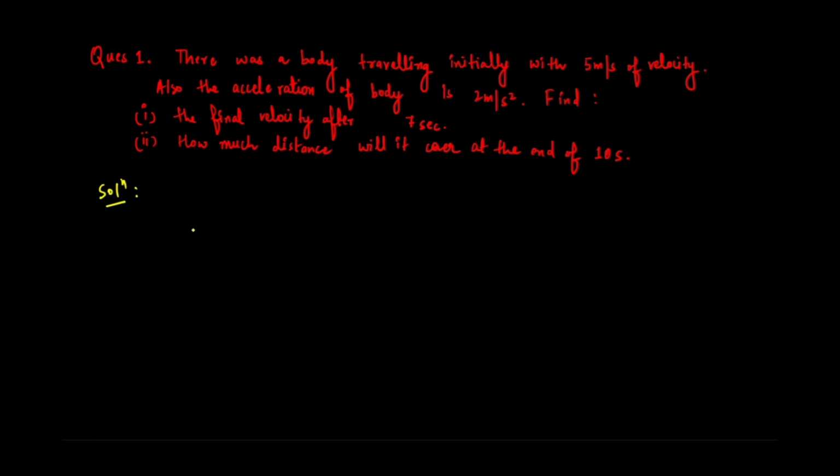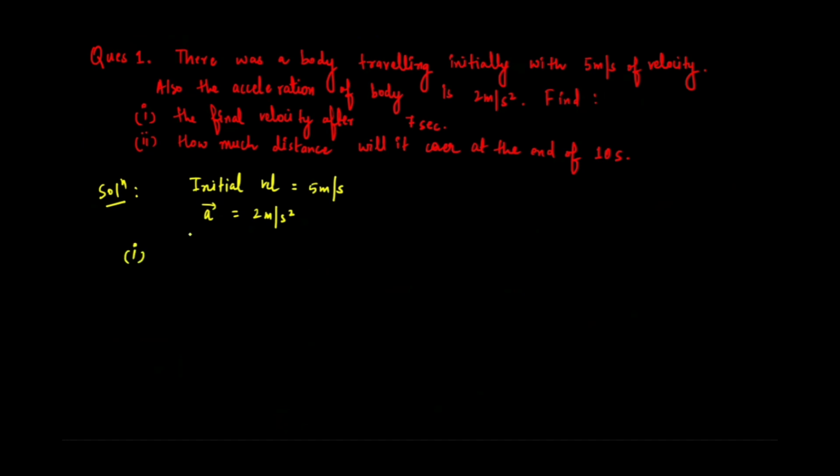Whenever you are solving any problem in physics, just follow the basic steps. The first step is to write whatever is given in the question, exactly the same. Here it says the body was initially traveling with 5 meters per second of velocity. So initial velocity is 5 meters per second. It also says that the acceleration is 2 meters per second, so I can write it as 2 meters per second square.